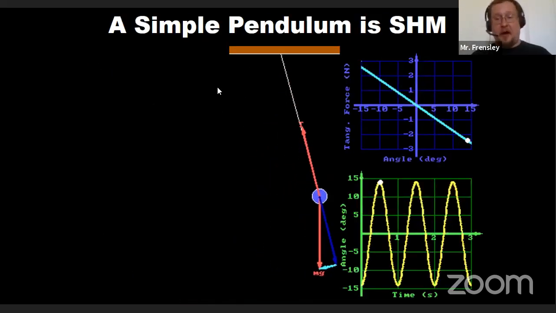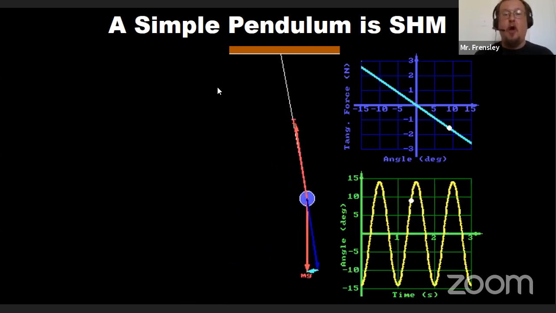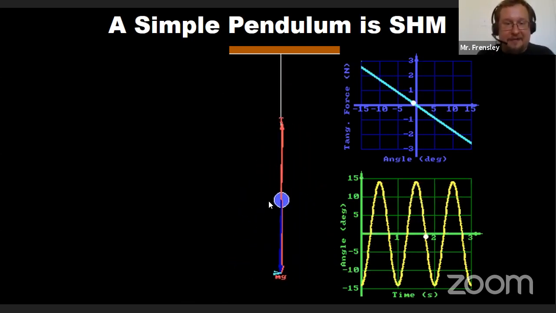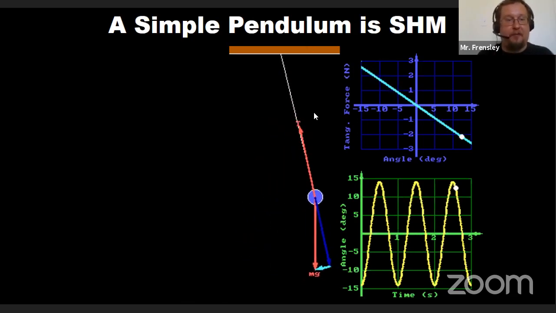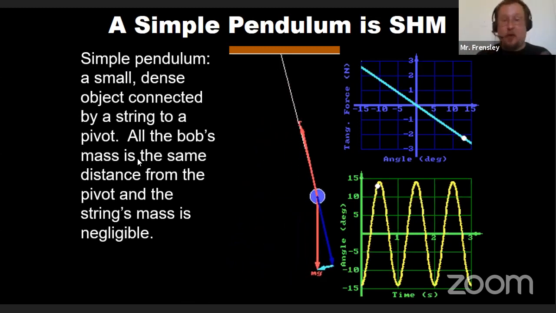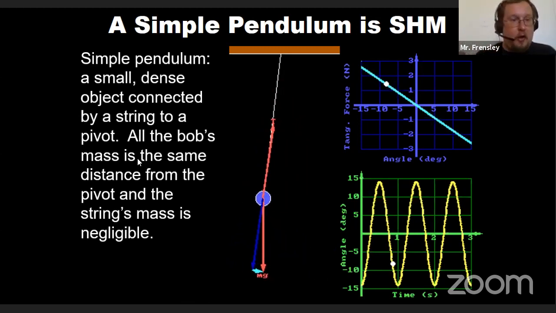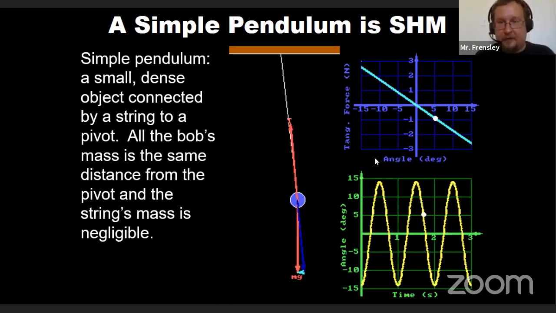Here's another thing with simple harmonic motion, what's called a simple pendulum, all right? Now, what makes a simple pendulum simple? All the mass is dense, and all the mass is basically the same distance from this point up here called the pivot point right there. So, a small, dense object, all the bob's mass, we call it a bob, is all the same distance from the pivot, and the mass of the string itself is negligible.